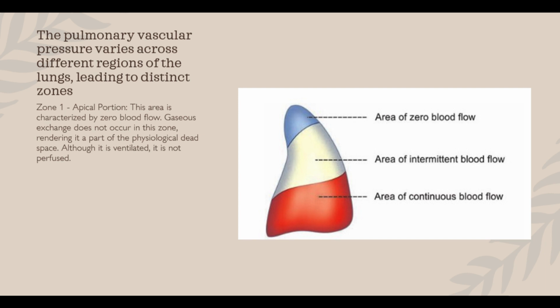Zone 1, apical portion. This area is characterized by zero blood flow. Gaseous exchange does not occur in this zone, rendering it a part of the physiological dead space. Although it is ventilated, it is not perfused.